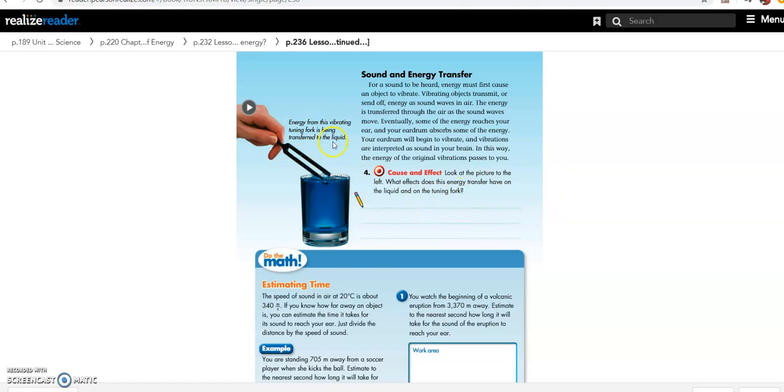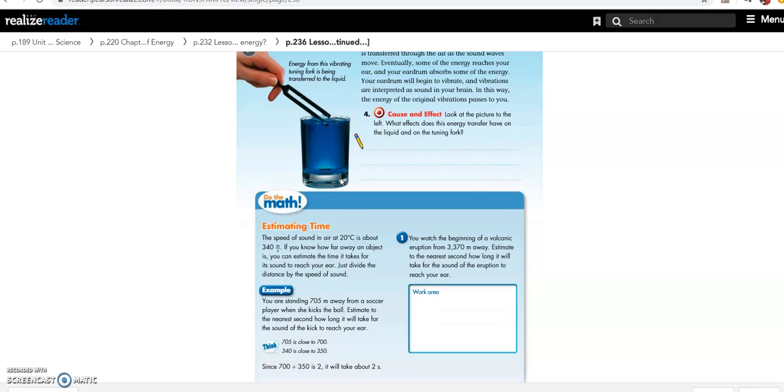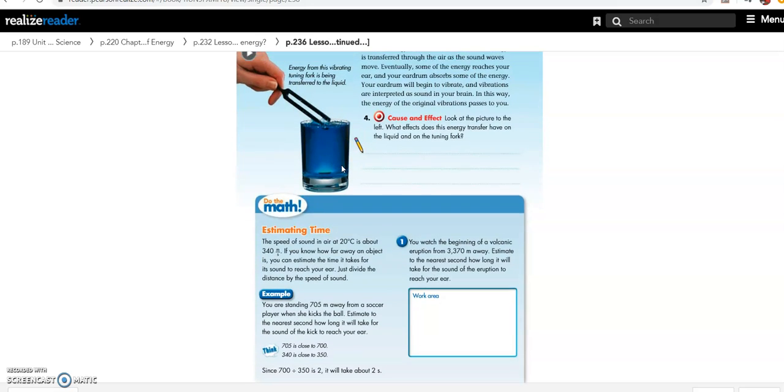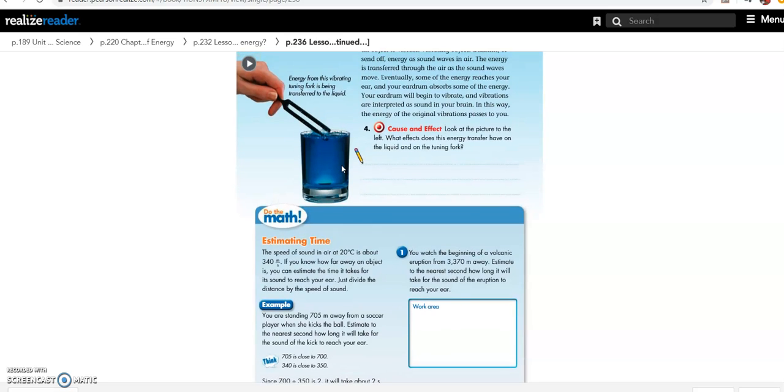But in this picture, they're taking the vibrating tuning fork and transferring it to the liquid. So, what effects does this energy transfer have on the liquid and on the tuning fork? What will happen to the water? Yeah, the water surface is going to move and splash. Correct. What's going to happen to this tuning fork? The tuning fork will vibrate less. Good.